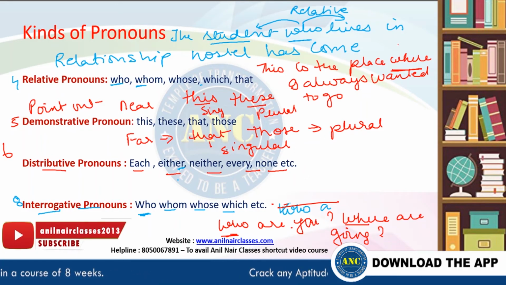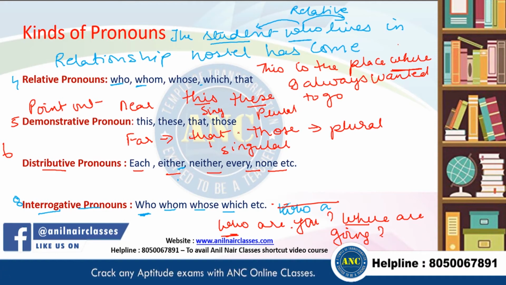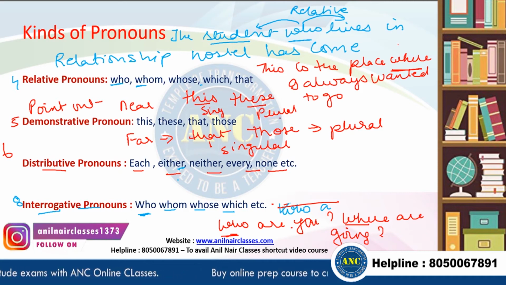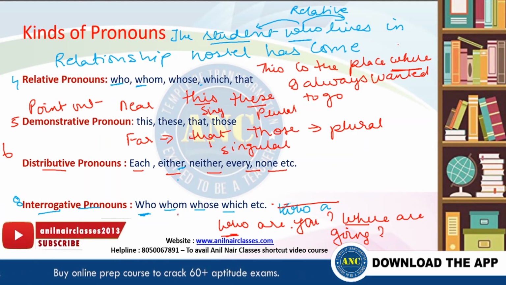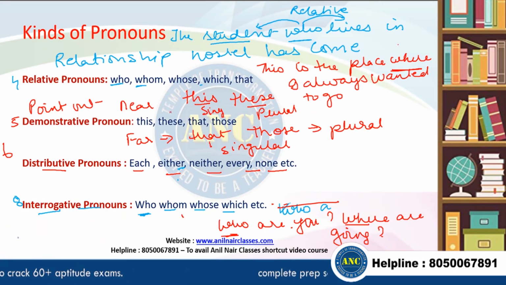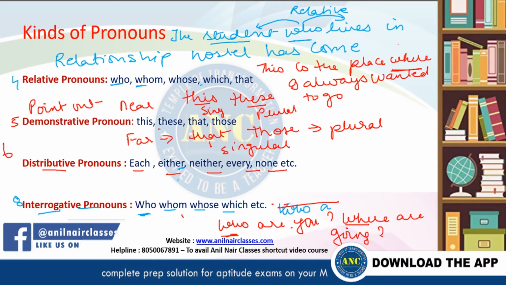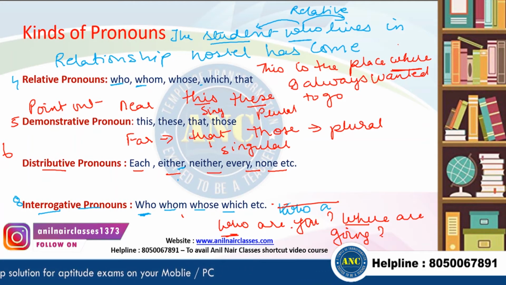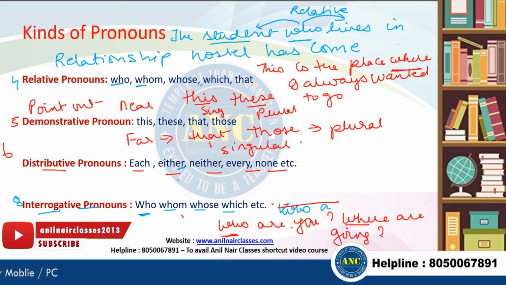So the point of this particular slide is that in context to the sentence, the functioning of a particular word may change. In one sentence it can act as an interrogative, whereas in the other one it can act as a relative pronoun. Demonstrative pronouns are where you can point out your finger and say, for nearby things we'll say this and these, this is singular, these is plural. For far away things we'll say that and those. That is singular, those is plural.